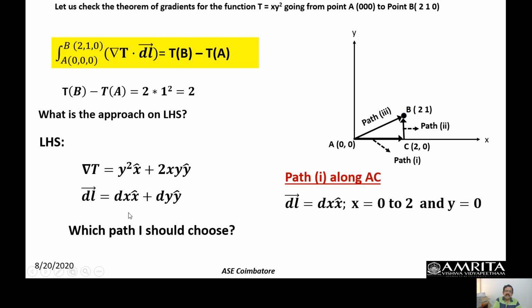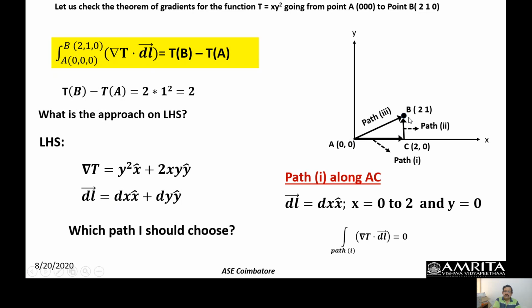Only x hat dot x hat is 1, whereas x hat dot y hat is 0, so we don't have to even bother about it. What about this one? y hat dot x hat will be 0 because these are orthogonal coordinates. Therefore, the dot product between orthogonal coordinate axes is 0. So essentially there is only one term, y square dx. The integral of y square dx along path 1, where y is 0, vanishes. So the value of the left hand side when I am moving along the x direction is going to be 0.